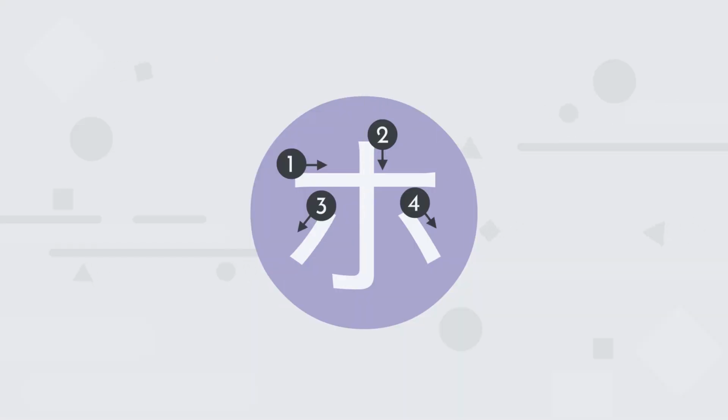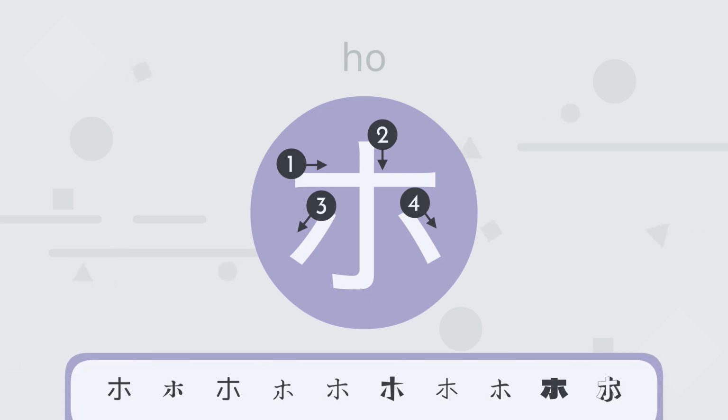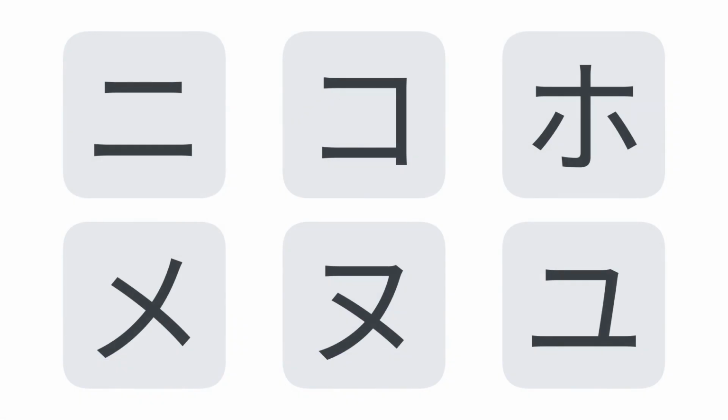The final character we'll learn is ho. Ho. Which of these characters is ho? Ho.